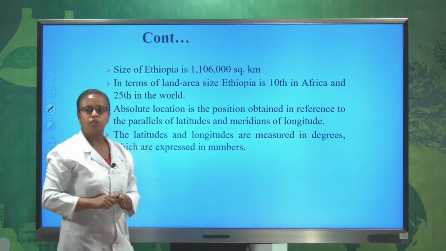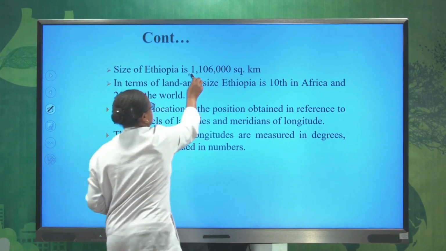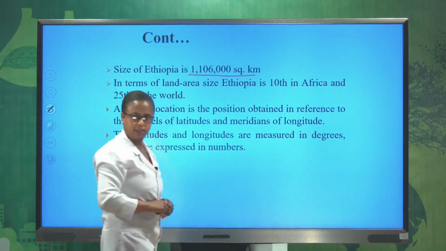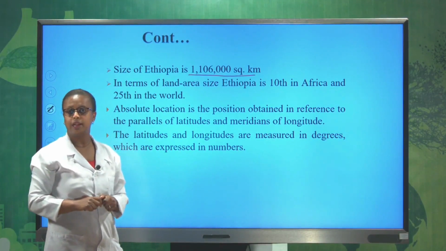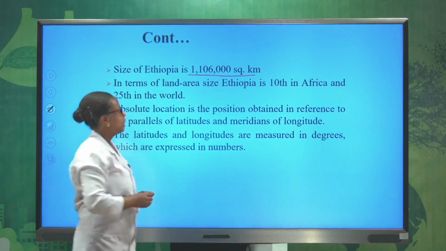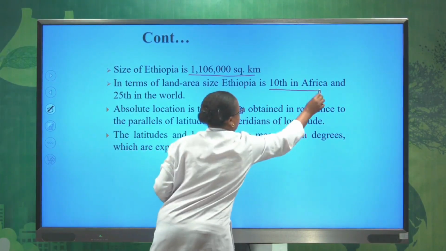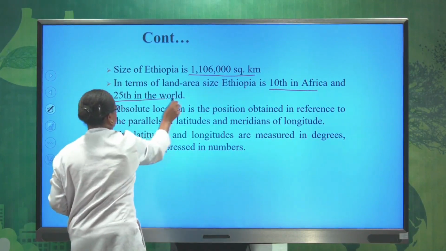The total size of Ethiopia is 1,106,000 square kilometers. In terms of land area size, Ethiopia is 10th in Africa and 25th in the world.